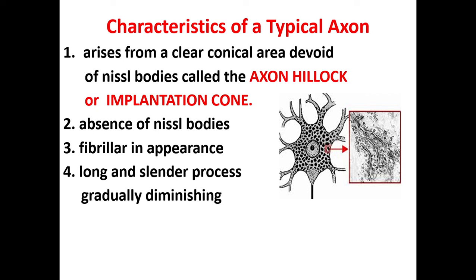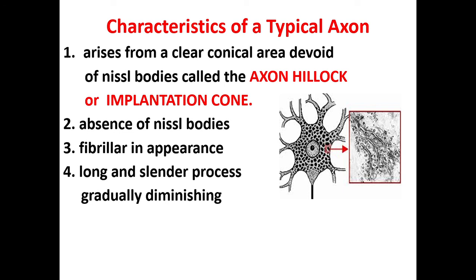For the typical axon, there are 7 characteristics. Number 1, it arises from a clear conical area devoid of Nissl bodies called the axon hillock or implantation cone. Since this is a clear area, there is absence of Nissl bodies. What will be present are the neurofibrils or neurofilaments, which give the axon a fibrillar appearance under the microscope.